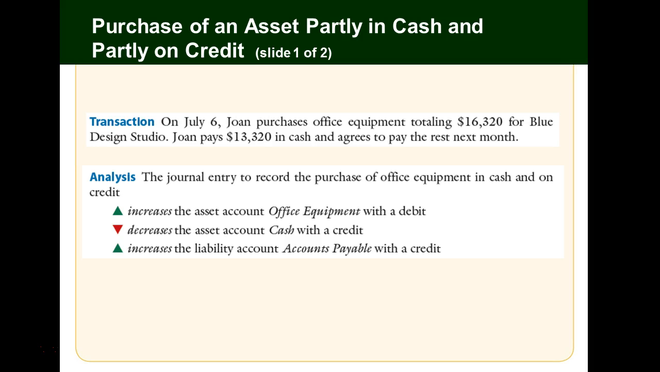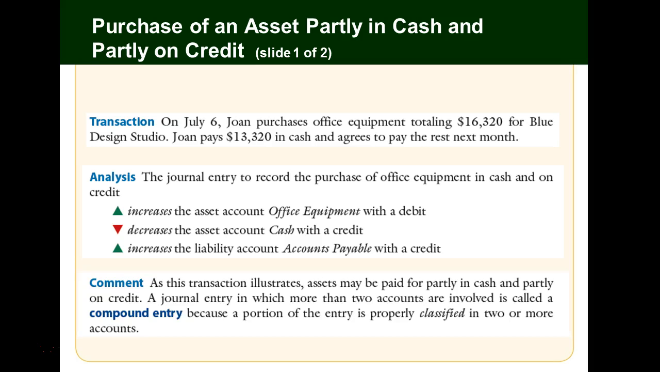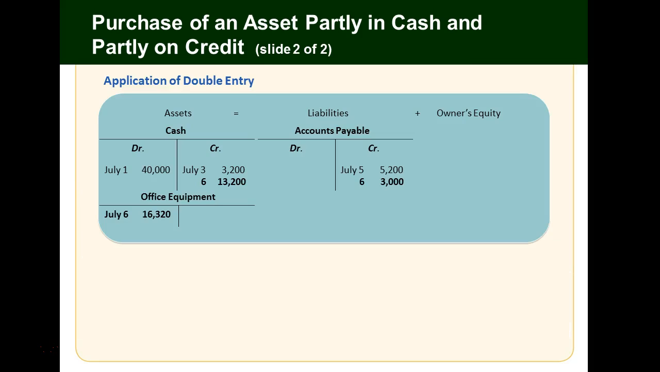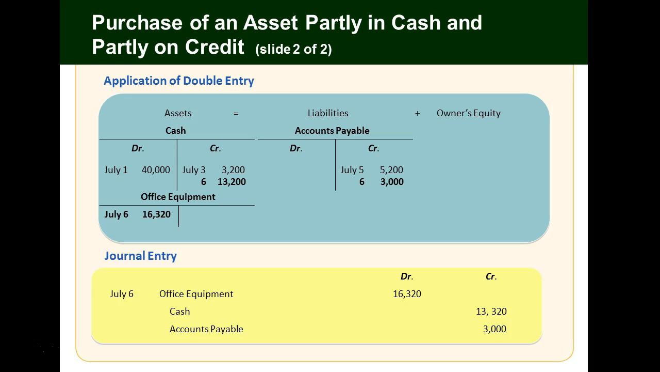Okay? So, what happens here? Assets, the office equipment, goes up, which means debit, which means left. Another asset goes down, cash, which is credit, which means right. Then we have a liability that goes up, which means credit, right. So look at this. This got a little more confusing, but it still all makes sense, guys. Our debits equal our credits, don't they?